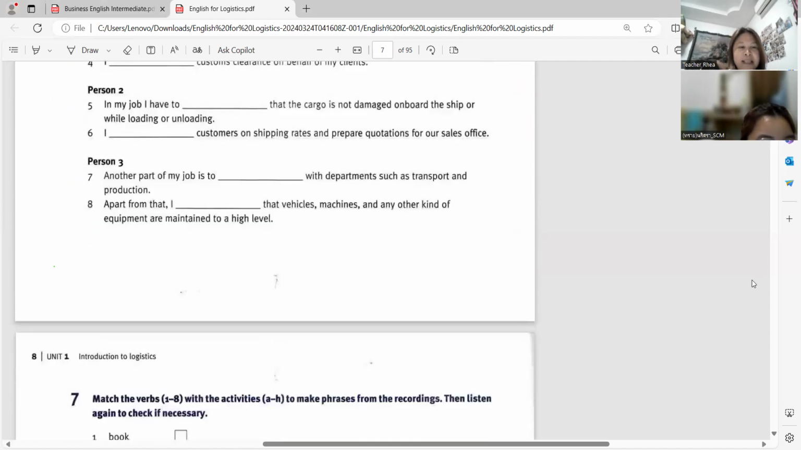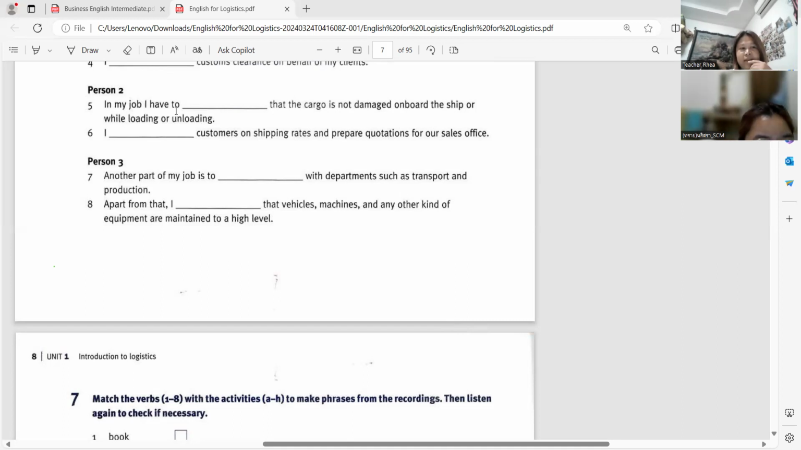Okay, the responsibilities. Let's listen to the responsibilities of number two. Speaker 2: I'm responsible for getting freight and passengers to their destination safely and on schedule. Most of my customers are international transport or shipping companies. In my job, I have to make sure that the cargo is not damaged on board the ship or while loading or unloading.